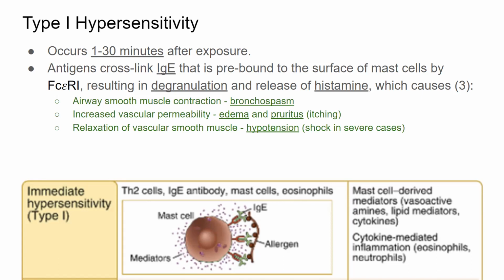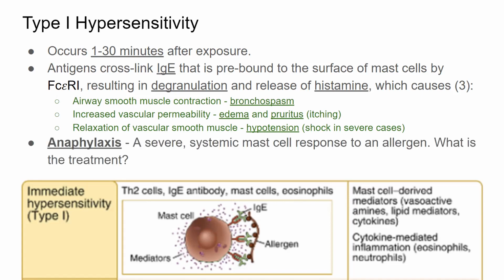And then lastly, it relaxes vascular smooth muscle. So you get severe hypotension in a systemic response, and this can cause shock. What shock is, is you're just not getting enough blood to your tissues. That's just a generic term for shock. So anaphylaxis is a severe systemic mast cell response to an allergen. It's like severe type 1 hypersensitivity.